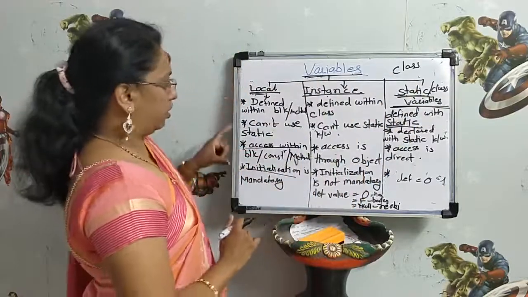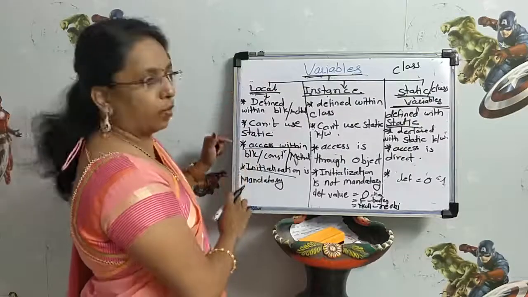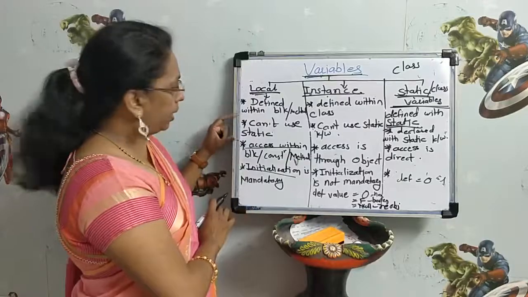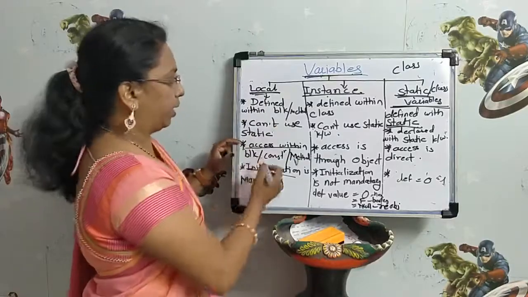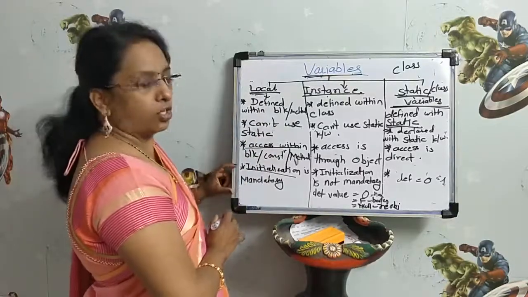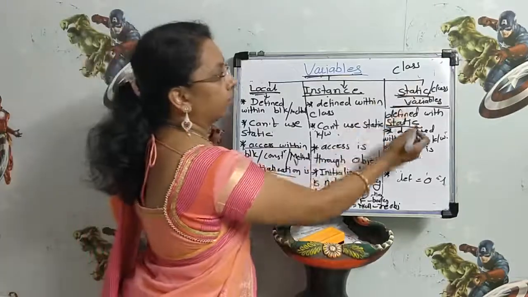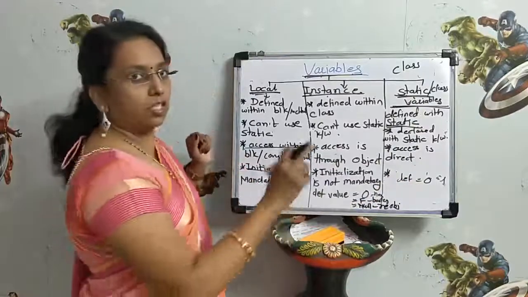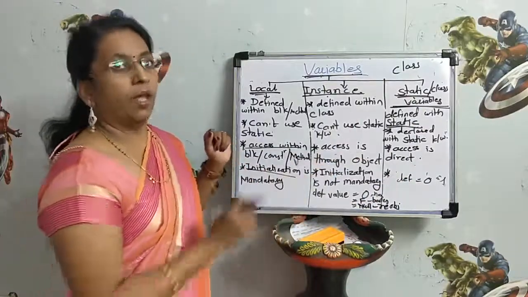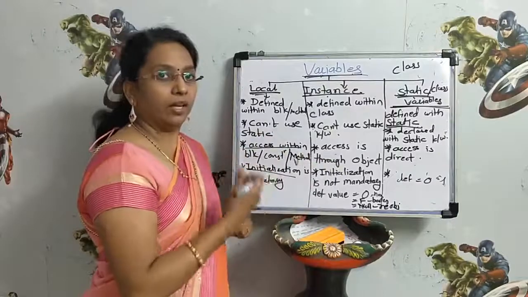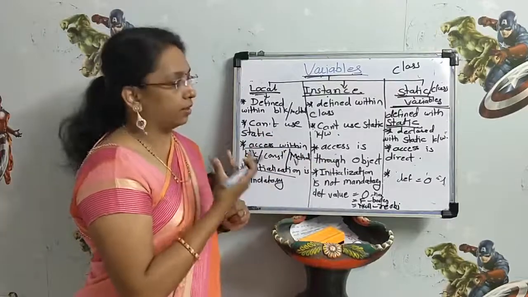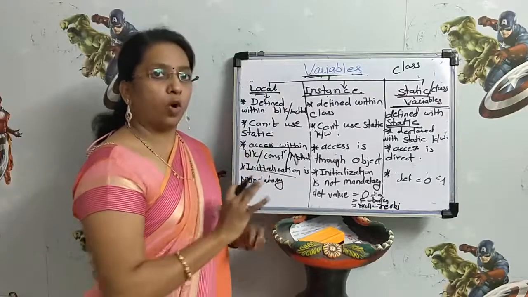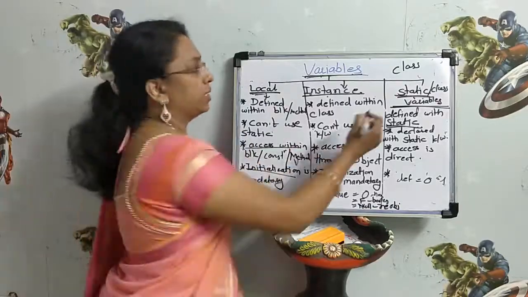So just remember these 4 basic points: definition, what about the static keyword, how do we access this variable, and initialization. Only in terms of static variable, initialization is a little bit different. At the start of the program only it will get initialized, which means it will get created and it will get destroyed at the end of the program automatically. That's why the name is static.